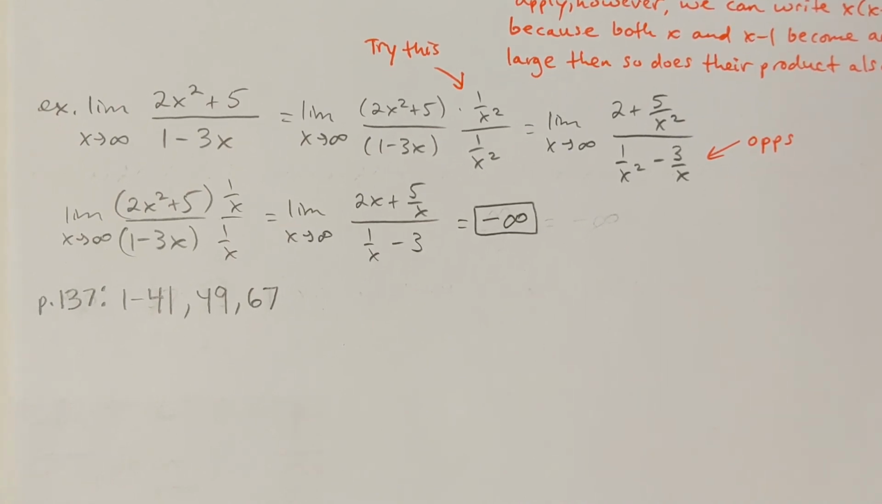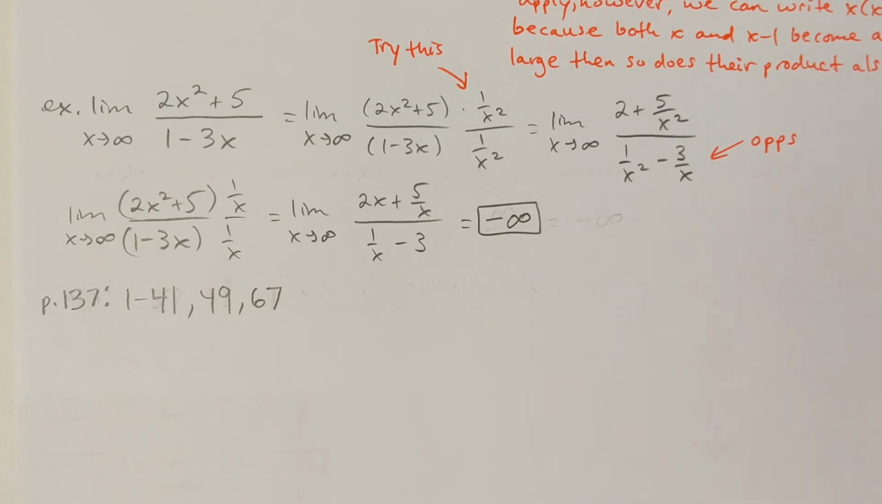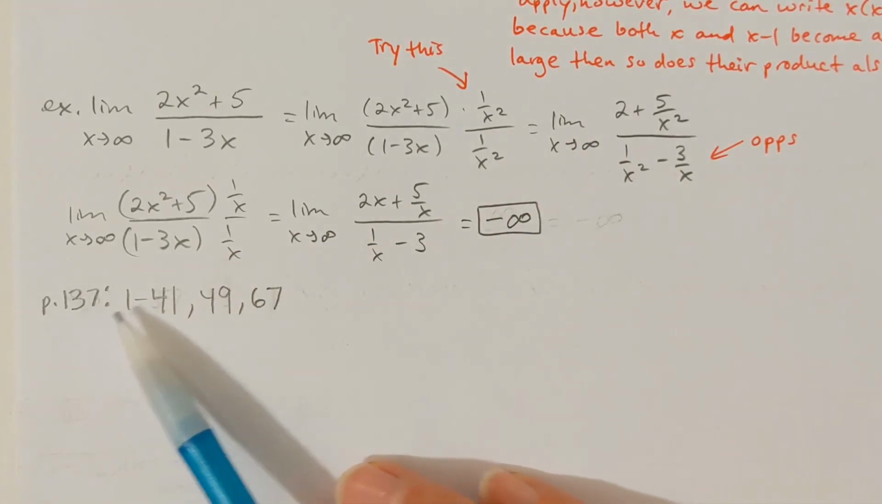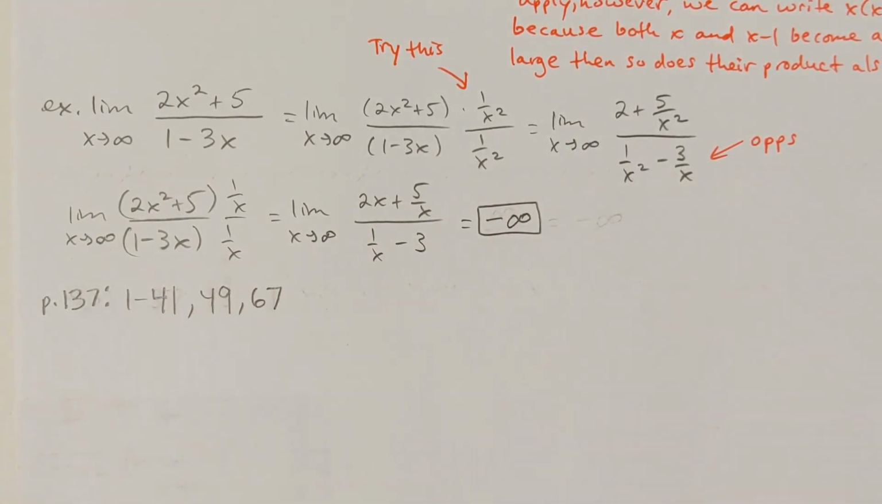All right, so just some examples of infinite limits at infinity there. All right, that's all I had in this section. So the homework is on page 137. Be sure to look at the odd numbered problems listed there for me.